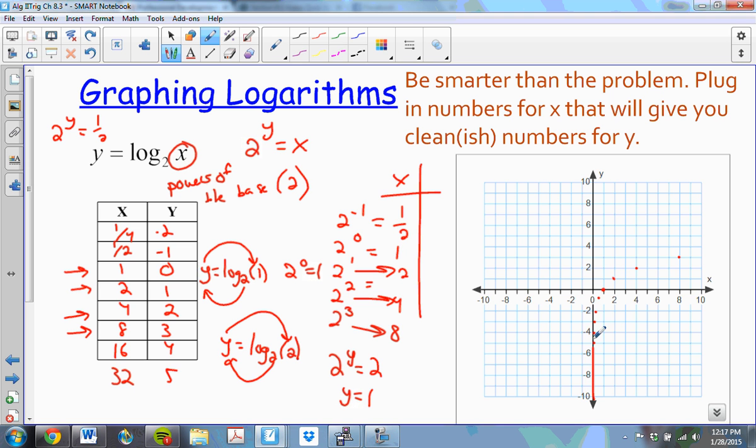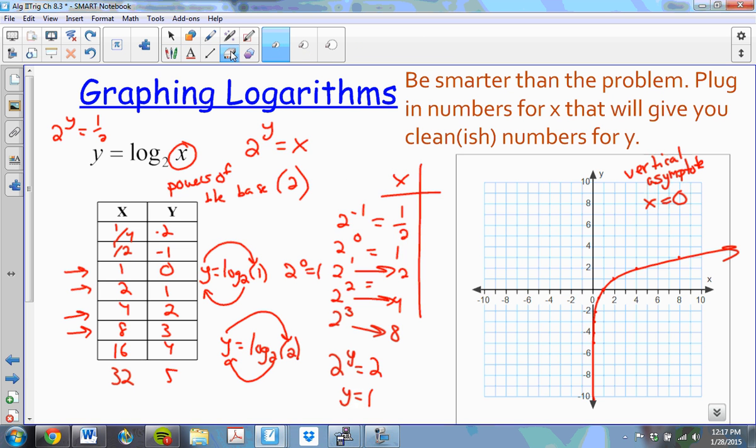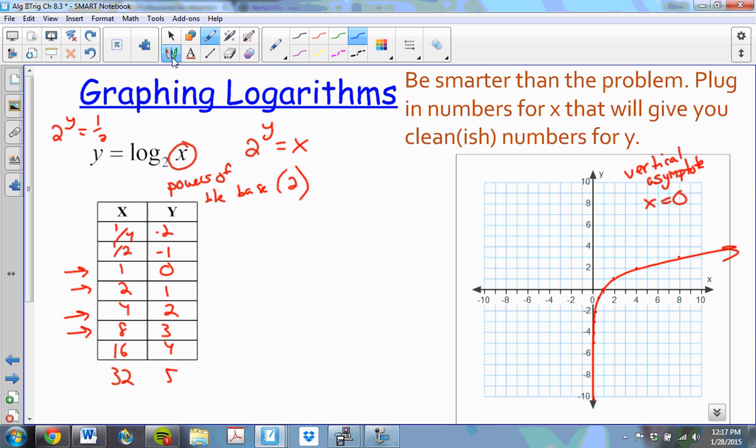This graph has a vertical asymptote. Our exponentials had horizontal asymptotes. This one has a vertical asymptote. It's the line x equals 0. In fact, think about how y equals 2 to the x looks. I'm going to erase all this now, so if you want to go back and pause it and look at it. If we think about graphing y equals 2 to the x, well, that has the points (0, 1), (1, 2), (2, 4), (3, 8), and then (-1, 1/2), (-2, 1/4), and it goes like this.